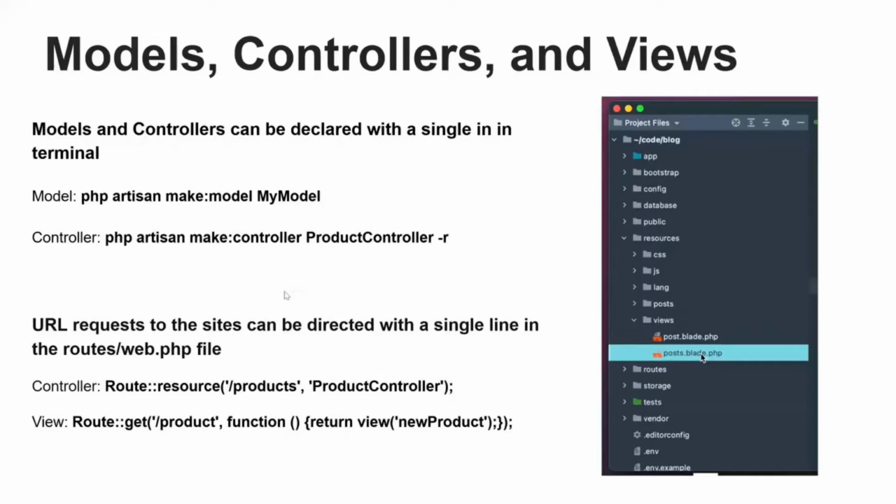In the routes folder, a file named web.php can be configured to direct where each URL is mapped to. For instance, it can be configured by mapping URLs to a controller with this one line, or they can be mapped to a view with this other line below it.